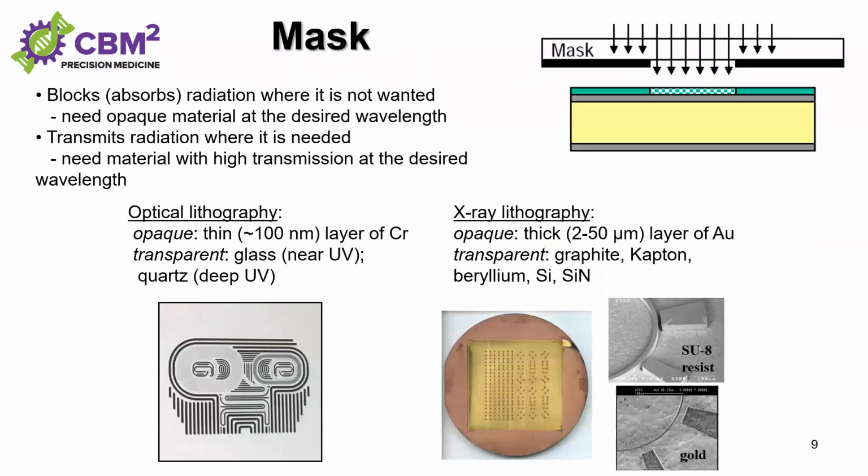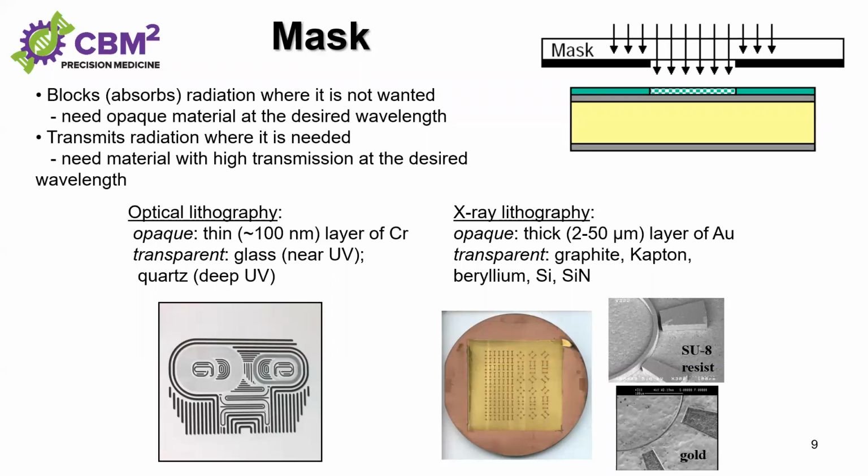Okay, so the next important component is the mask. As I mentioned before, the mask is the material which partially blocks the light and partially transmits the light. The important thing is, again, normally people use glass or quartz for the main substrate, and then we use a chrome layer to block the light.